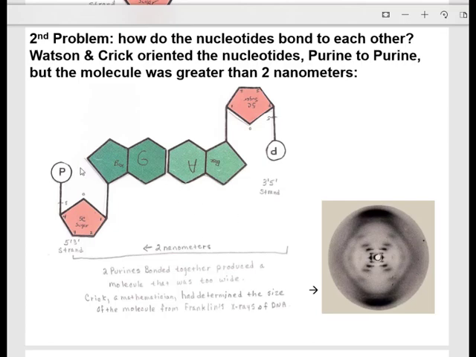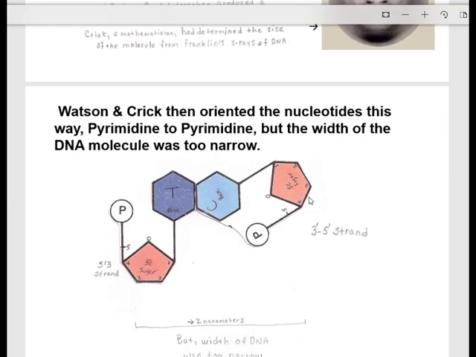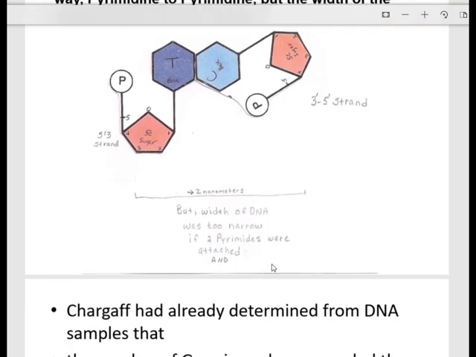So he put two purines together, again oriented in the 5'-3' and the 3'-5' orientation. But when he did that, the molecule was too wide. So they were using paper models, just kind of like this, and they put two pyrimidines together. Then the molecule was not wide enough, it was too narrow.